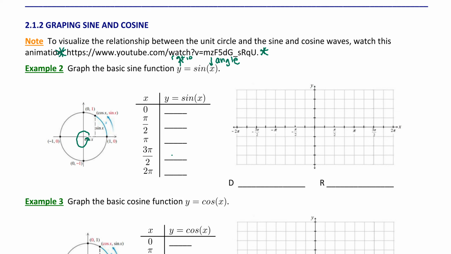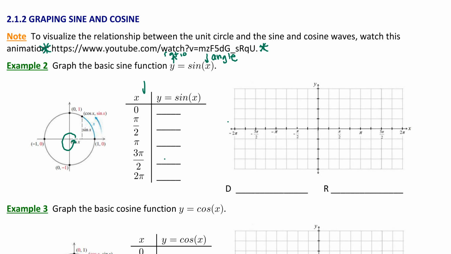To begin generating the graph, we're going to choose some basic angles. That's what you see here in this first column: x equals 0, pi over 2, pi, 3 pi over 2, and 2 pi. You can see that we're using just the quadrantal angles here. Then in the second column, we're going to evaluate the ratio.